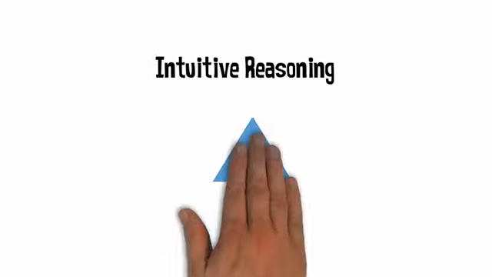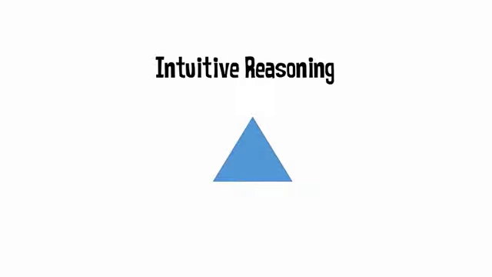For example, I look at this triangle and assume that all triangles must have three sides of equal length. But intuitive reasoning does not always lead to correct conclusions. There are many types of triangles.